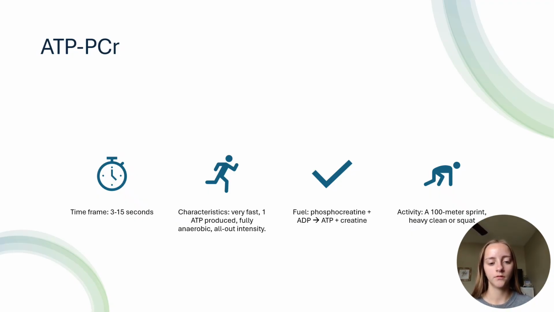So the first thing that is used is the ATP-PC complex, and this is used for rapid or very fast movements, so things like the 100-meter sprint or heavy clean or squat would be used because it takes about 3 to 15 seconds. And then after that, our body would go into a different form of energy.